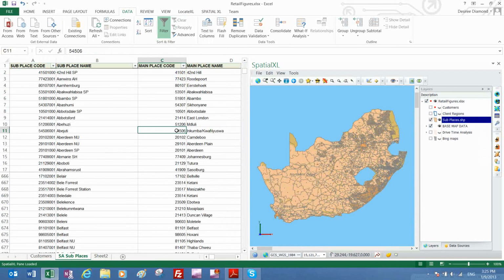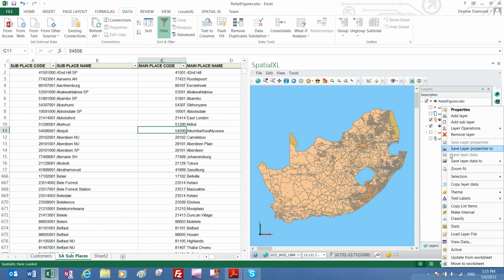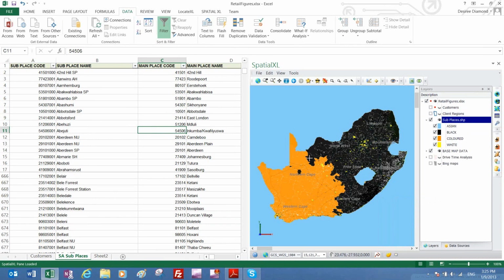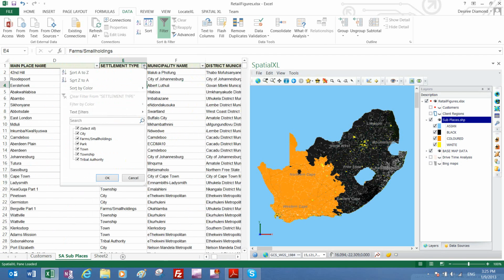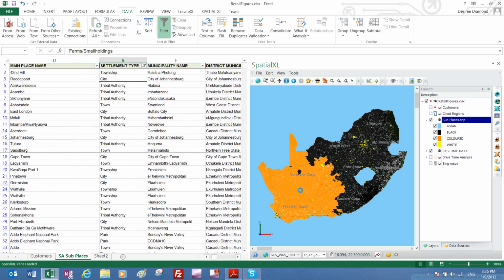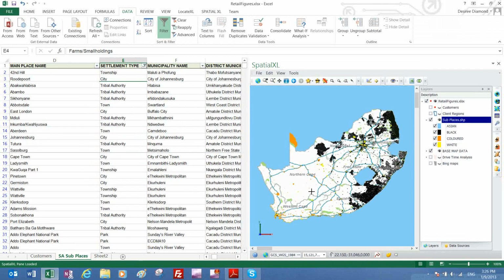We can also do theming of demographics areas. So for instance, let's look at the dominant race of the country. And you can see here there's a large black population and a very large colored population. There's a lot of farm areas in here, so not all of these areas are well populated. So let's take the farms out of the equation, and this will give us a better idea of how the population is broken down.